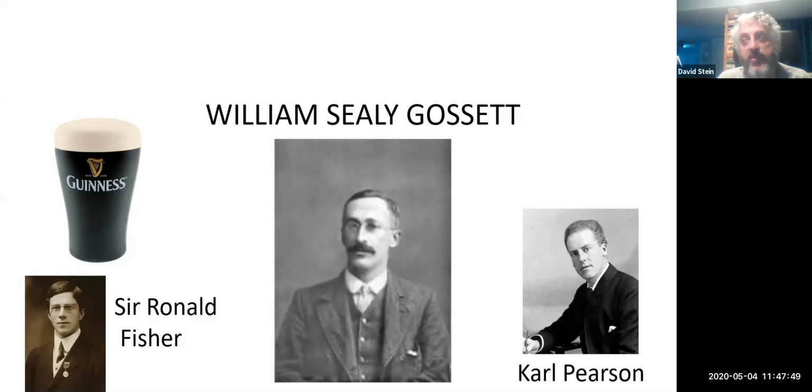And so he tells Gossett, you've done great work here, William Seeley Gossett, and I'm going to publish it, because he has this journal called Biometrika, and he's going to publish it. And Gossett's so excited, right? Because he's going to get famous, he thinks. Okay, and so he's going to publish it, but then a problem arises.